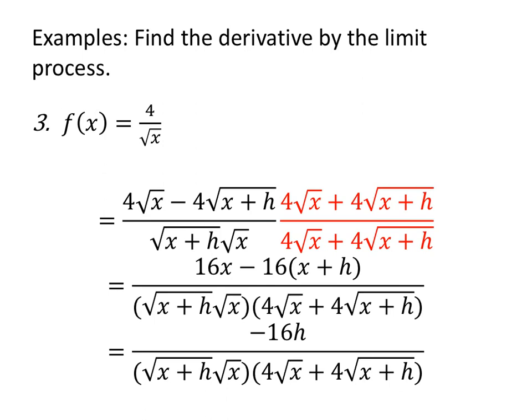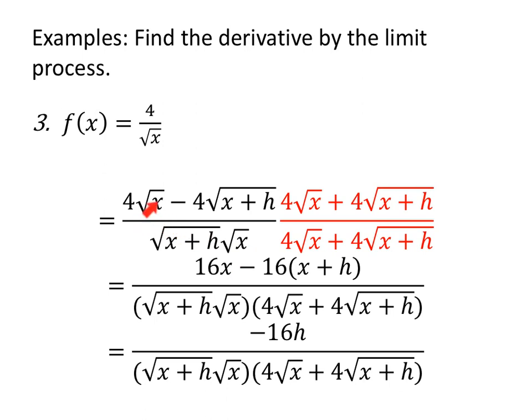So, I have my numerator from the difference quotient, 4 square root of x minus 4 square root of x plus h, all over square root of x plus h times the square root of x. To rationalize the numerator, I'm going to change the sign in the middle, right? It's a binomial, 2 terms. Change the sign in the middle. When I multiply in the numerator, 4 times 4 is 16. The square root of x times the square root of x is x.